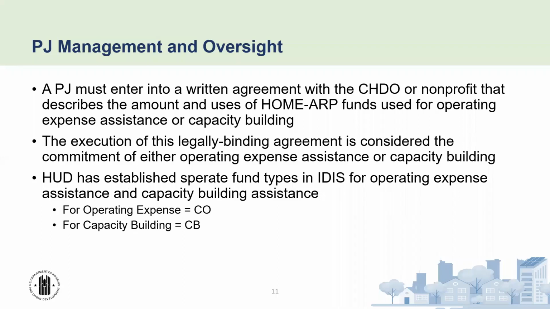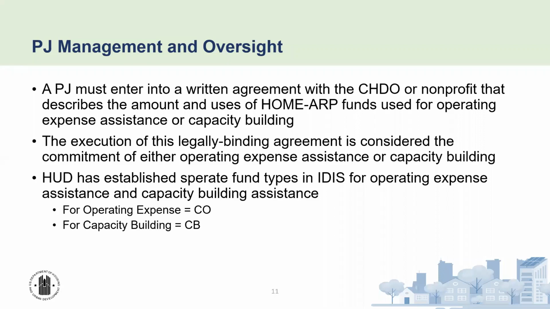And to use these funds, a PJ must enter into a written agreement with a CHDO or a nonprofit that describes the amount and uses of the HOME-ARP funds for operating expenses or capacity building. And a PJ is considered to have committed operating expense assistance or capacity assistance when it enters into that legally binding agreement with the nonprofit to provide that assistance. The notice has additional information on written agreements that apply to capacity building and operating expenses on page 81.